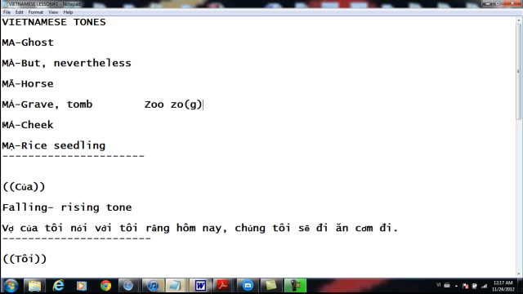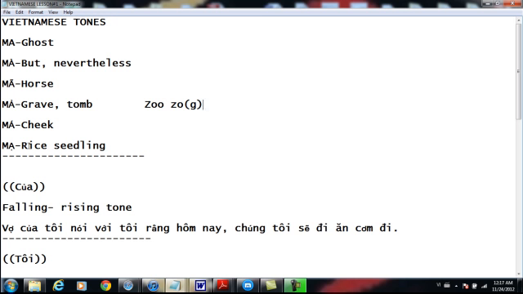Let's go to the next one. Ma, that means cheek. Okay. And if you study Mandarin, you notice that that's the 2nd tone, same tone. And then the last one, ma, that means rice seedling. Okay. Now, this tone does exist in Mandarin.